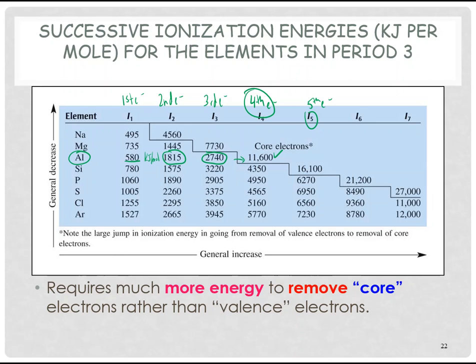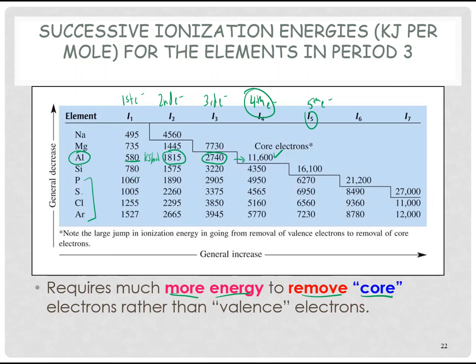The reason why is that it requires much more energy to remove core electrons than it does valence electrons. Remember, as they're removing valence electrons, for the metals at least, that helps them establish stability by looking like a noble gas. As you start removing core electrons, now you're creating instability because it's no longer looking like a noble gas.